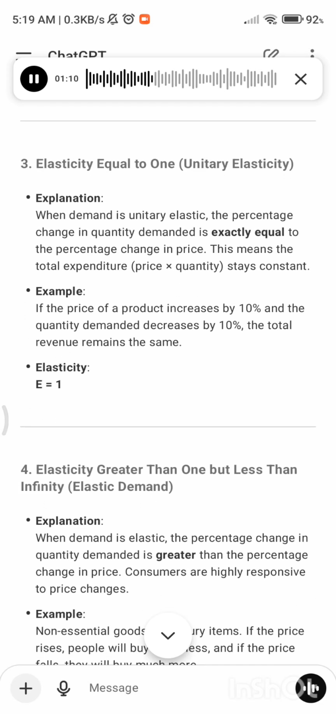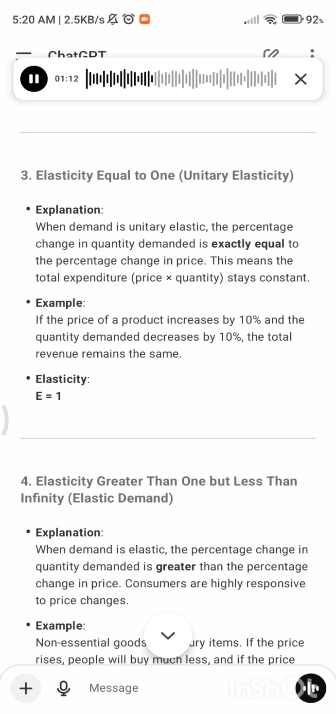Inelastic demand. 3. Elasticity equal to 1, unitary elasticity. Explanation. When demand is unitary elastic, the percentage change in quantity demanded is exactly equal to the percentage change in price. This means the total expenditure, price times quantity, stays constant. Example. If the price of a product increases by 10% and the quantity demanded decreases by 10%, the total revenue remains the same. Elasticity, E equals 1.